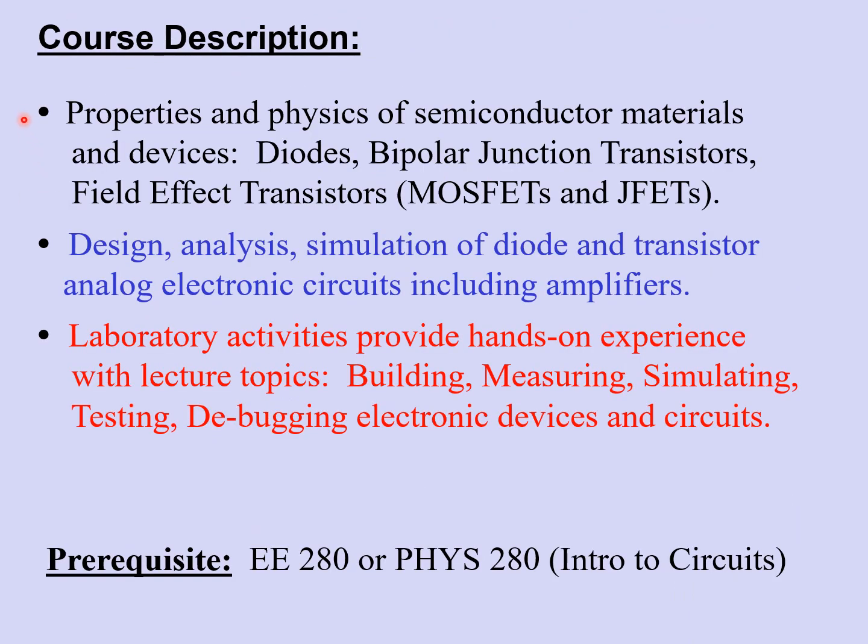So the course description: we're going to be studying the properties and physics of semiconductor materials and devices. The devices that we're going to be looking at are diodes, bipolar junction transistors, or BJTs, and field effect transistors, in particular the MOSFET and the JFET. We will be covering design, analysis, and simulation of diode and transistor analog electronic circuits, including amplifiers. Notice this is an analog circuit class, not a digital circuit class.